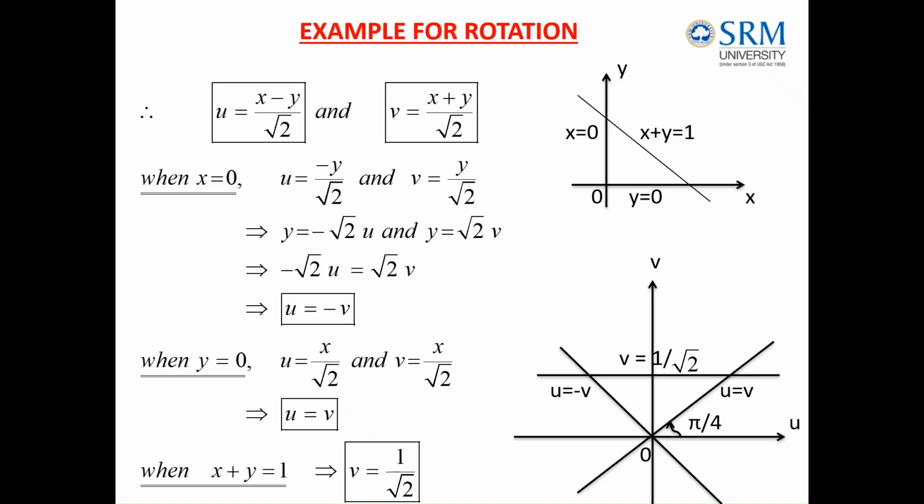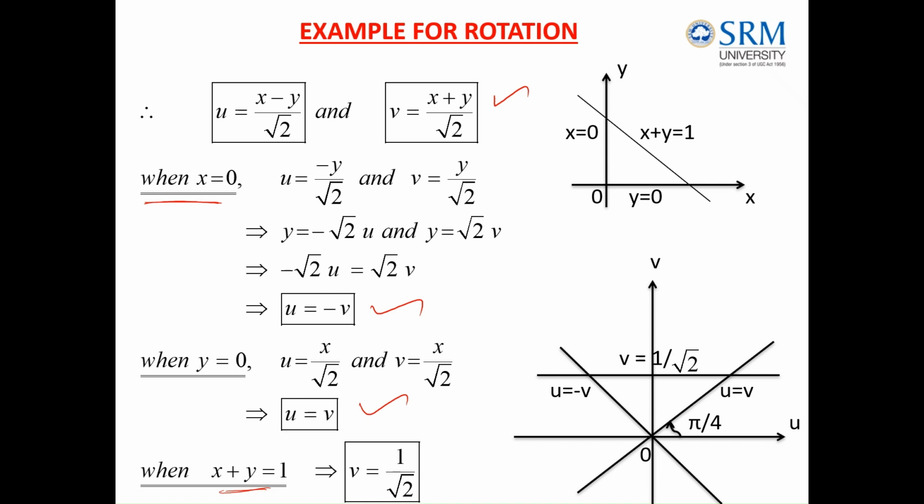So knowing what is u and v, now we can find what is the image of each and every edge of the triangular region. So when x is equal to 0, we need to find what is u and what is v. So u is minus y by root 2, v is plus y by root 2. So the relation between u and v is u is equal to minus v. Then when y is equal to 0, if you substitute here, you will get u as x by root 2, v as x by root 2. So both u and v are equal. So the relation between u and v is u equal to v. Then next we need to take this edge x plus y equal to 1. So if you substitute that x plus y equal to 1 here in v, you will get v is equal to 1 by root 2.